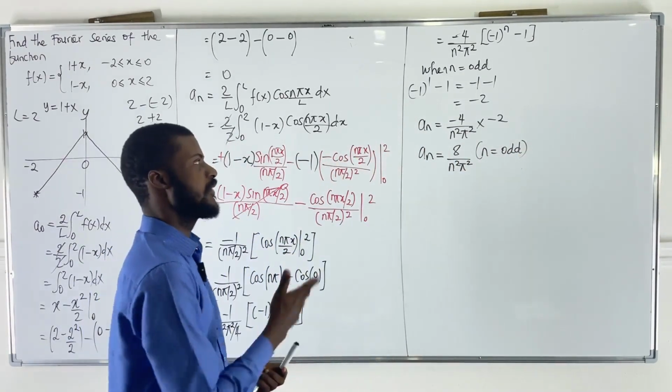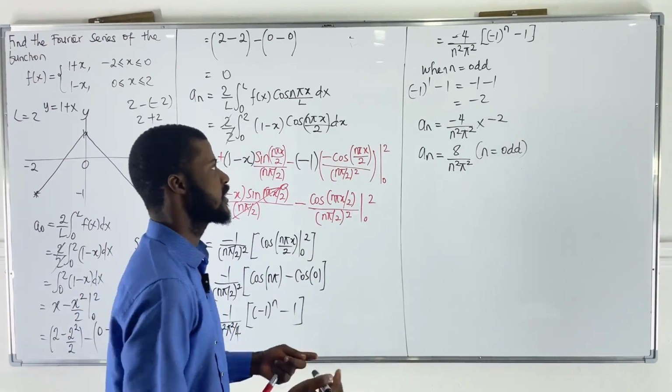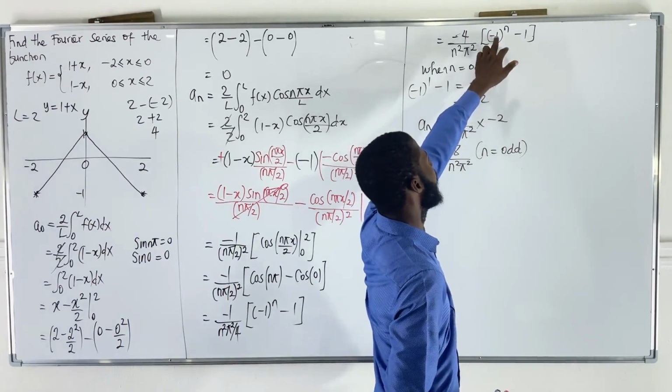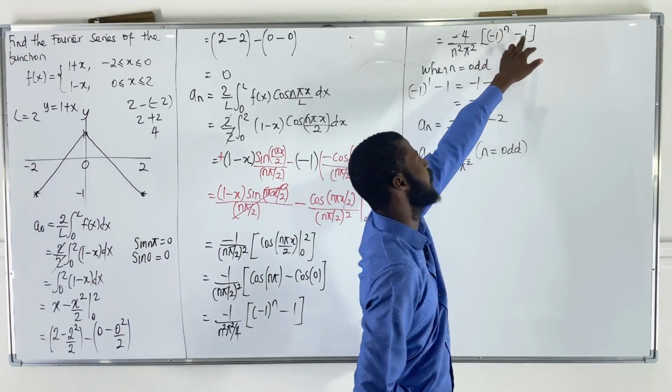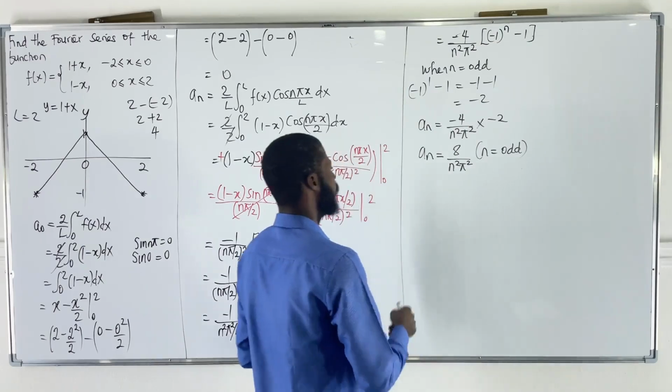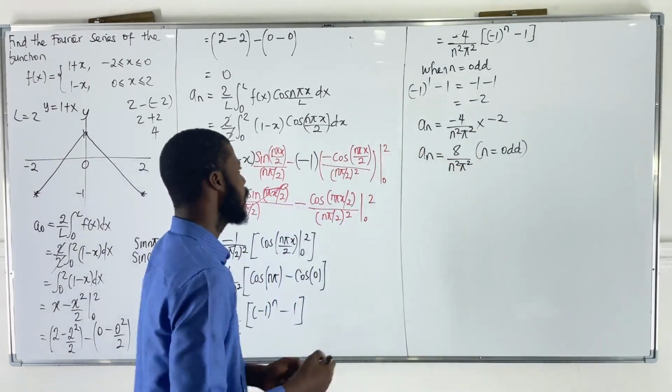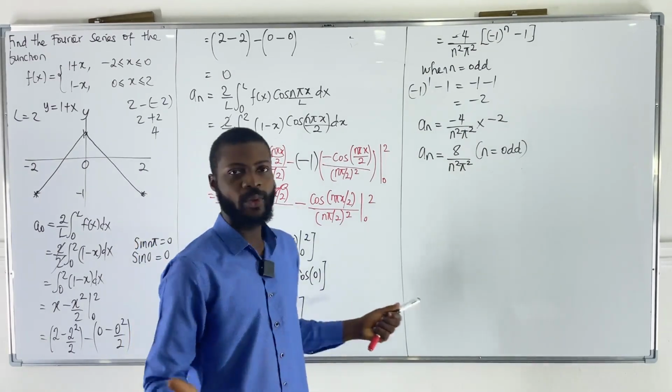Now when n is even, I feel like there's no need. It's going to be 0, since I've done this before. We'll give this a try. When n is even, minus 1 squared is 1, 1 minus 1 is 0, so everything will just be 0. So the only useful case is when n is odd. Okay, so we have found the useful coefficients that we need.